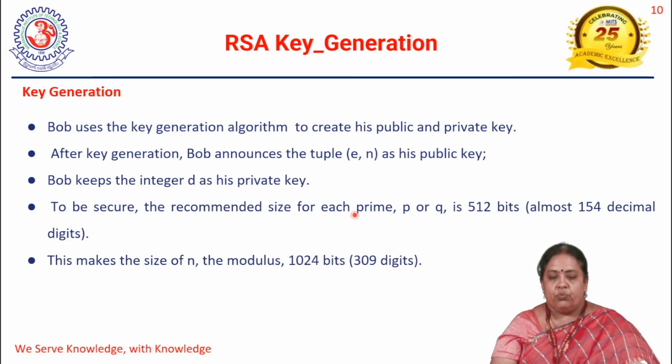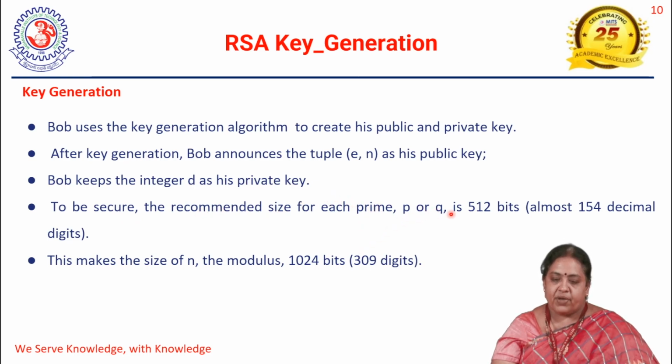Okay, so the recommended size, in order to have more security, of the prime numbers P or Q is 512 bits. So if it is 512 bits, obviously the size of the modulus n will be 1024 bits. And this key generation algorithm is executed by the receiver only.